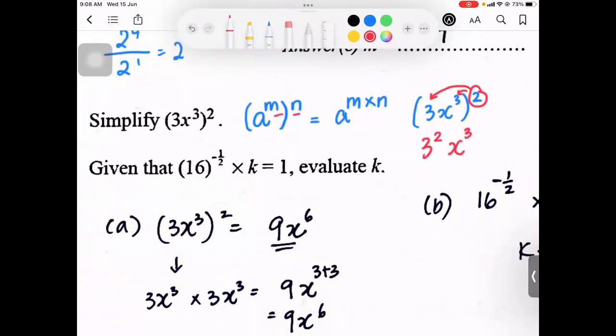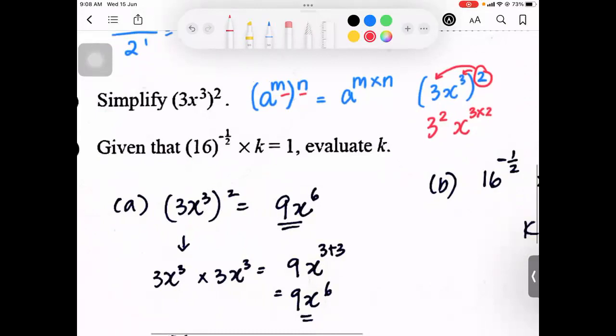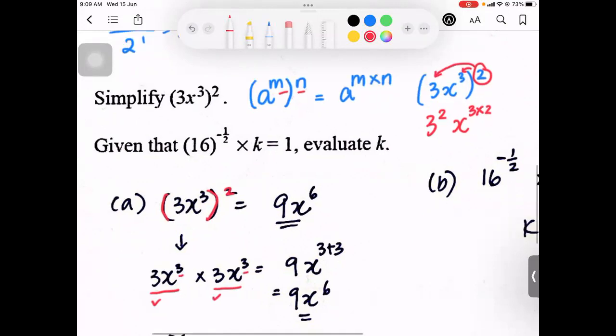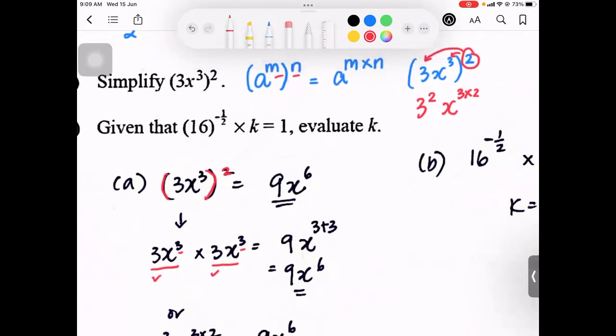In this case, we apply this property, 3 times 2. Then you get 3 squared, which is the number 9, and x to the power 3 times 2, which is x to the power 6. Alternatively, if you're not very sure, you know that this is something squared. You can write it as the whole thing repeated 2 times. So you get 3 times 3 is 9, x to the power 3 times x to the power 3. When there's multiplication, the powers add onto each other, then you get the answer 9x to the power 6.